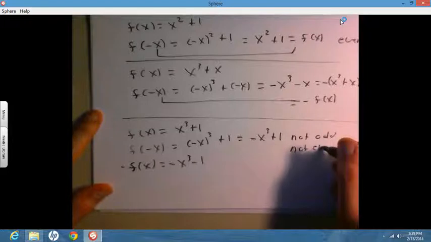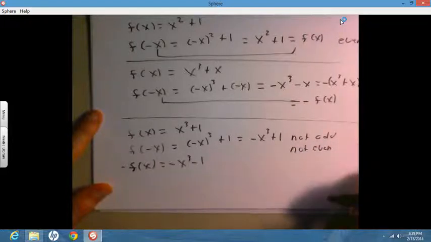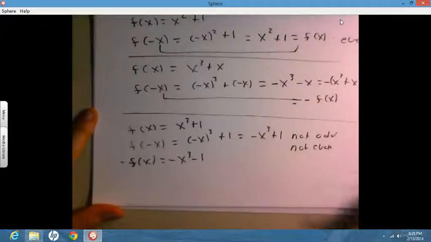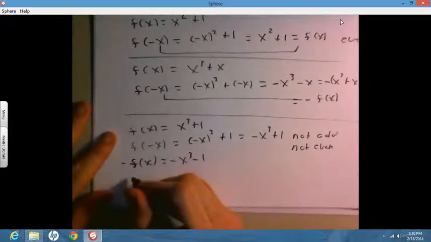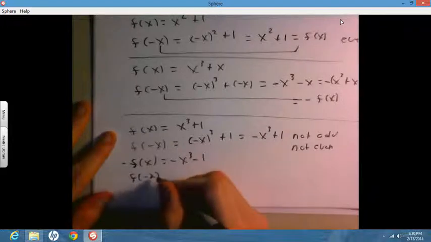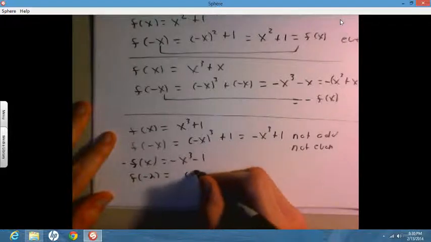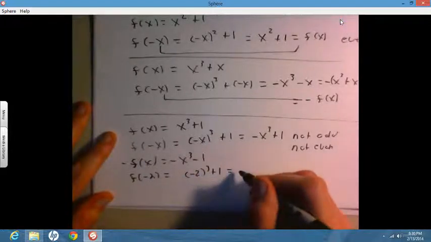You can check numbers to see that it's not odd or even, because when you're going to show something's not the case, you just have to find examples. You notice that, say, f of 2 is going to be 9, and f of negative 2 is going to be negative 7. And so we know that it's not odd, and it's not going to be even. I'll show you real quick. So f of negative 2 is equal to negative 2 cubed plus 1, which is negative 8 plus 1, which is negative 7.